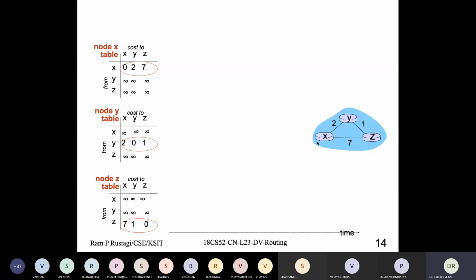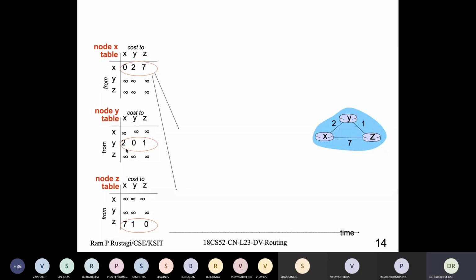Same thing is done for node Y: distance to X is 2, to myself is 0, to node Z is 1. So DV of Y is 2, 0, 1, and the distance vectors of X and Z are infinity because I'm yet to get the information. Same is true for Z. Z is connected to both. It is yet to receive distance vectors from X and Y. So it keeps the distance vectors as infinity, and it knows that Z to X is 7, so I keep the link cost 7, Z to Y is 1, and myself is 0, we keep that. Now, after the initialization, each node communicates its distance vector to the neighbors. So X communicates this information to Y and Z.